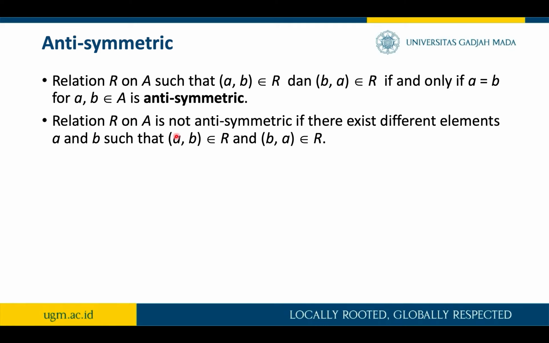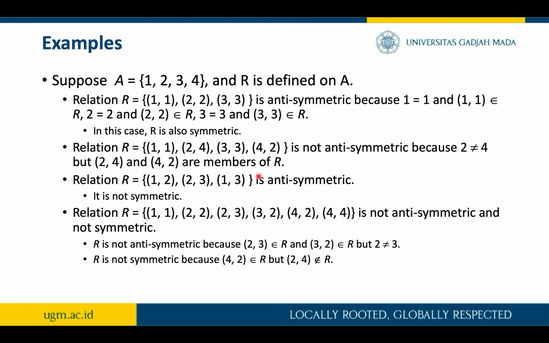A relation R on A is not anti-symmetric if there exist different elements a and b, meaning a doesn't equal b, such that (a, b) is an element of R and (b, a) is an element of R. So if there exists something like this, where (a, b) and (b, a) are both elements of R and a doesn't equal b, then R is not anti-symmetric. Okay, we will see the examples here. Suppose we have A equals {1, 2, 3, 4}, and then we have R. R is defined on A.